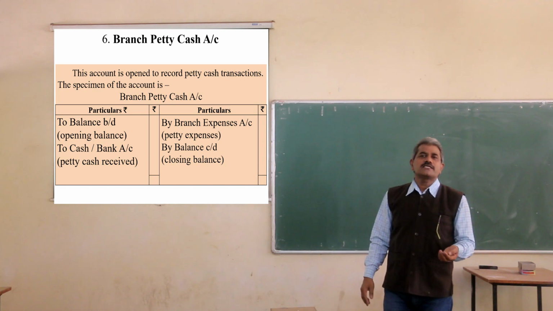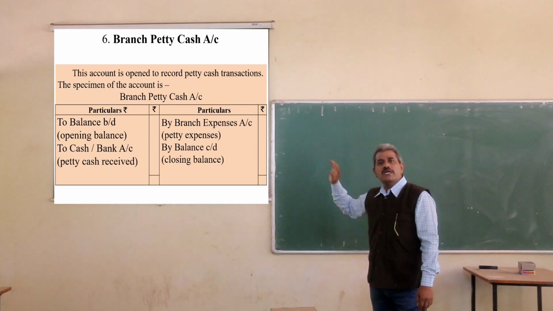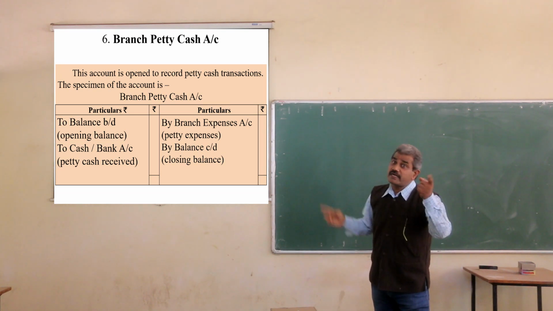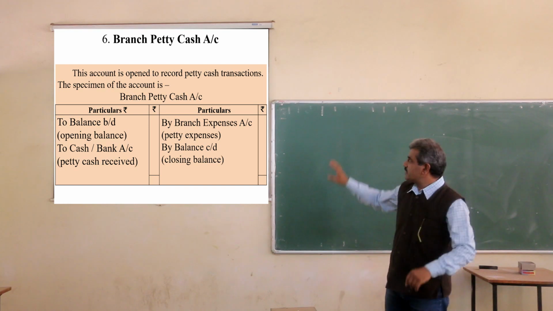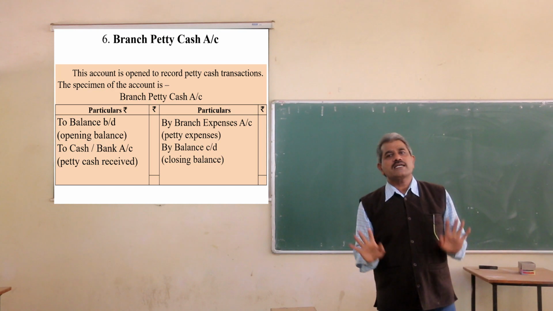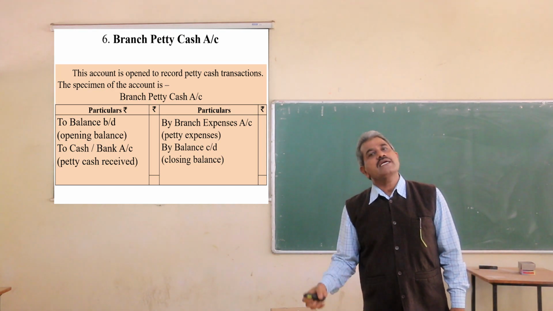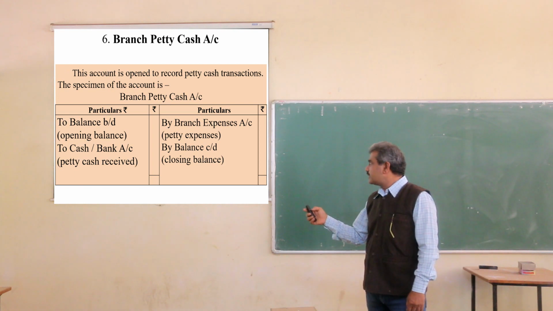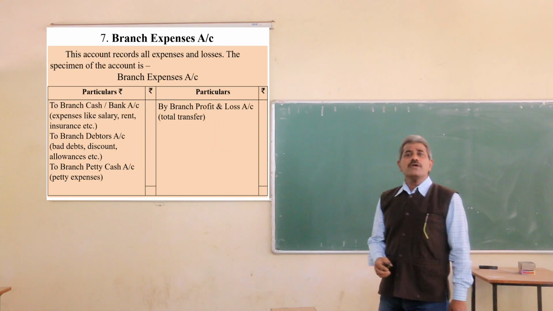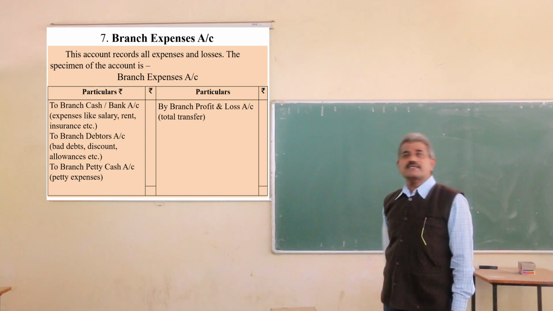Then cash received from head office for petty expenses. Credit only the branch expenses, that is petty expenses only, and then calculate the balance if there is any. Only four items are recorded to this petty cash account. Very simple. Then we will turn to the next account, that is the branch expenses account.